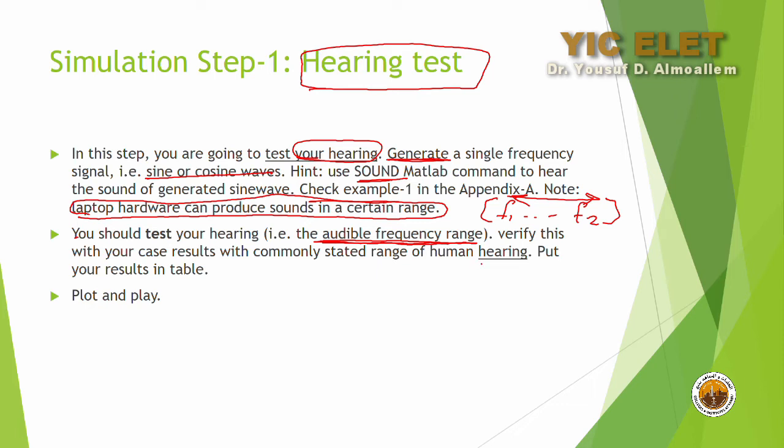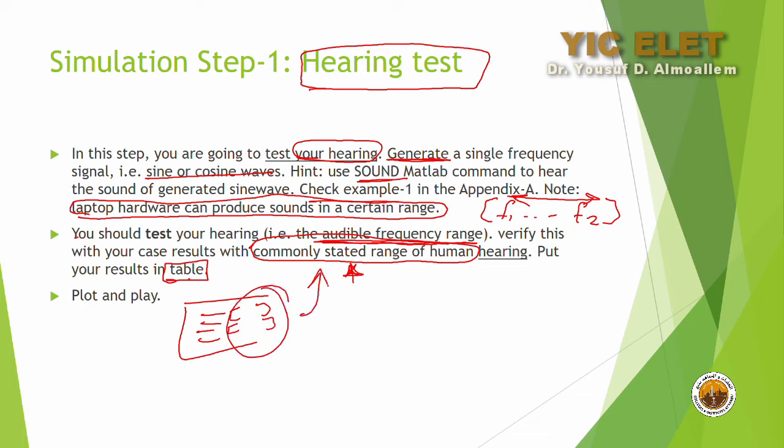At the end, for each and every student in the group, put your results in a table and compare it with the commonly used range for humans. If you look at the literature, you will find a common hearing range for a human being. I want you to have a table listing all the names, and in front of each name the range that he can hear, and then compare the entire table with the commonly stated range of human hearing.